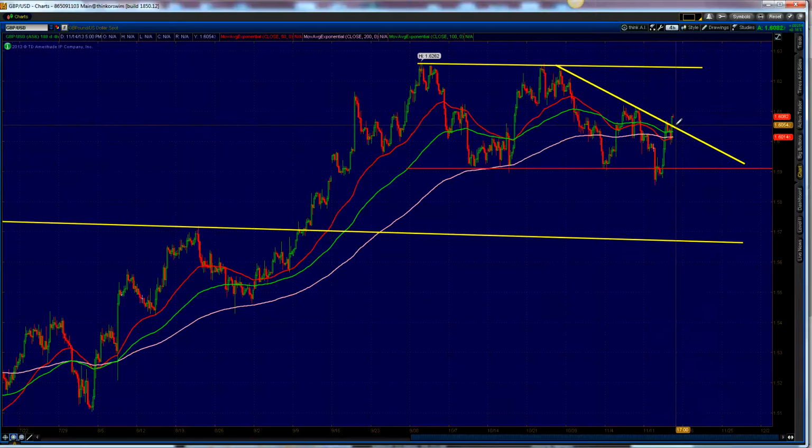Major levels to keep an eye on pound dollar after Yellen: 160.50, and then on the top side 162.30 or so is the top of this recent range. So those are the levels to watch on the pound.